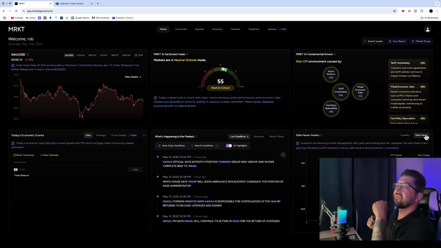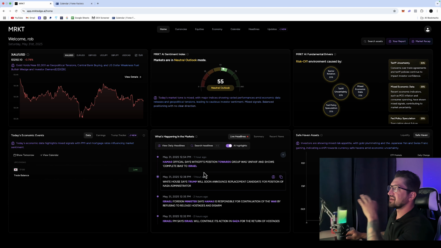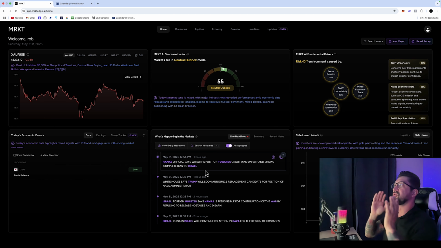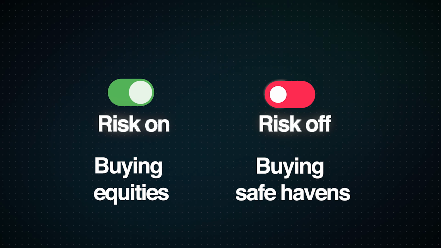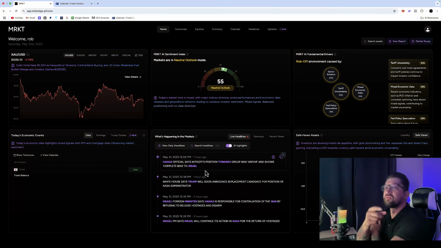So what does that mean for you as a trader? What is sentiment? What causes neutral sentiment, risk-on environments and risk-off environments? Risk on means you're buying equities. Risk off means you're buying safe havens. So what fuels these movements if we're not talking about red folder news?